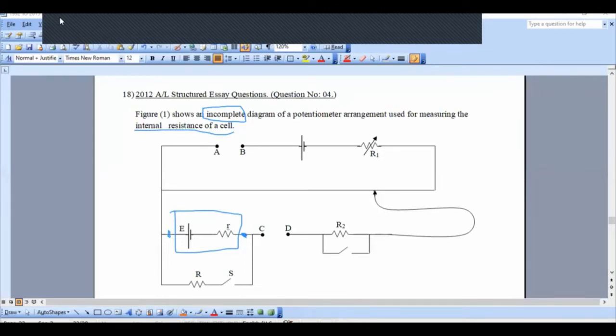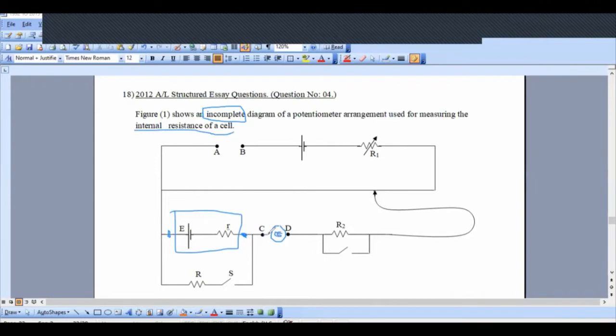C and D. Yes, the center zero galvanometer should be connected to C and D. Only one student knows the answer. Others, I think, may be sleeping. The center zero galvanometer should be connected to C and D. A galvanometer is always connected to the C and D points. So here we should connect the center zero galvanometer. Capital G should be connected here.